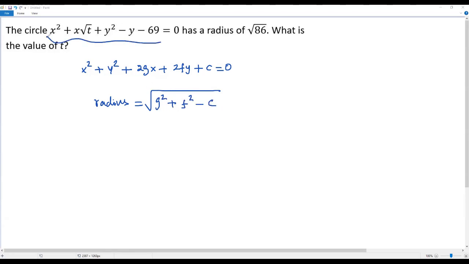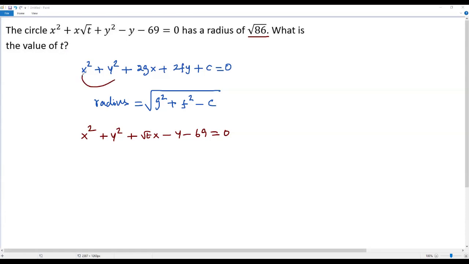Now let's write the given equation of a circle exactly in this form. Then we get x², y², and the x term, that is x√t, which can also be written as √t times x, and we have −y − 69 = 0. Now to get the radius of the given circle, we need the values of g, f and c, because the radius is given as √86. So when I get the radius from this equation, it can be equated to √86. From that I'll be able to solve for the constant t.